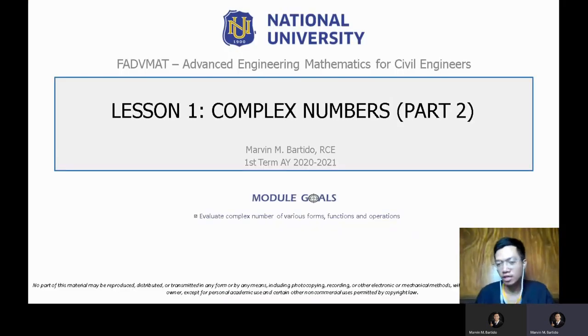So today, here in Advanced Engineering Mathematics for Civil Engineers, we're going to continue our discussion about complex numbers. This will be part 2. For this topic, we will have the same intended learning outcome: students must be able to evaluate complex numbers of various forms, functions, and operations. So let's start the discussion.